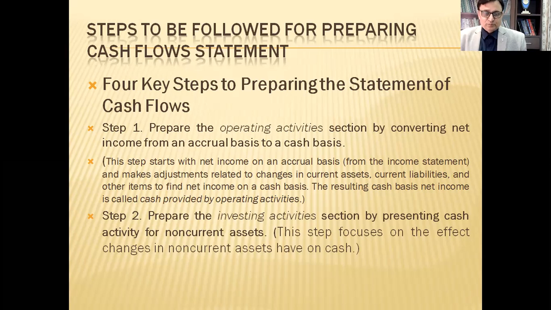Second step is to prepare the investment activity section by presenting cash activity for non-current assets. There are a number of non-current assets which are used in the business. For example, you have plant, property, and equipment. Fixed assets are there. If there is any change in that, there may be some purchase of fixed assets, there may be some sale of fixed assets.